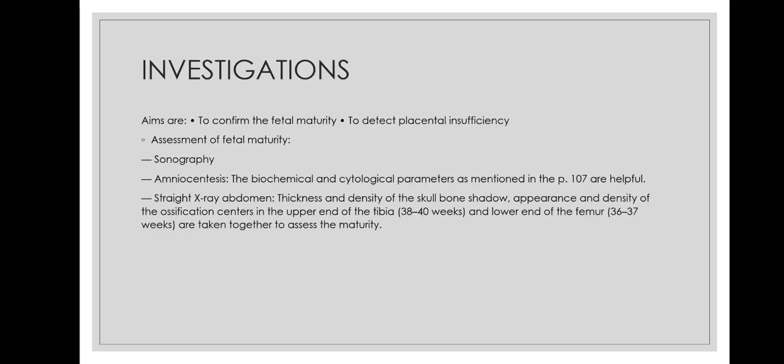Investigations. When you want to do investigations, your aims are, one, to confirm the fetal maturity and, two, to detect placental insufficiency. How do you assess fetal maturity? You look at sonography, you can do amniocentesis, and a straight X-ray of the abdomen. With amniocentesis, the biochemical and cytological parameters are usually helpful, which are going to be mentioned on the next page. Then straight X-ray abdomen: thickness and density of the skull bone shadow, and appearance and density of the ossification centers in the upper end of the tibia, which happens at 38 to 40 weeks, and lower end of the femur, which happens at 36 to 37 weeks, are taken together to assess maturity.